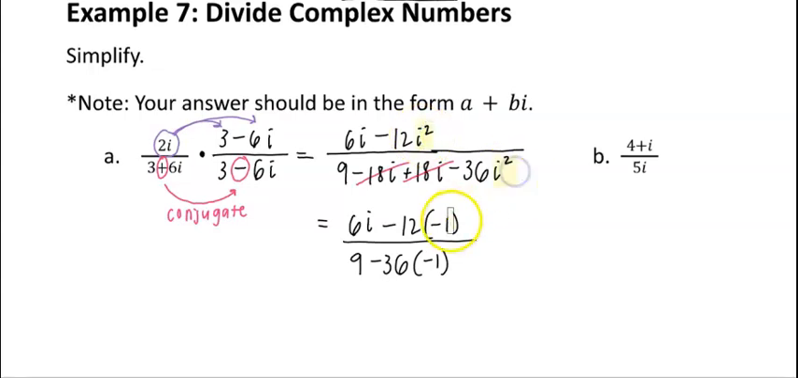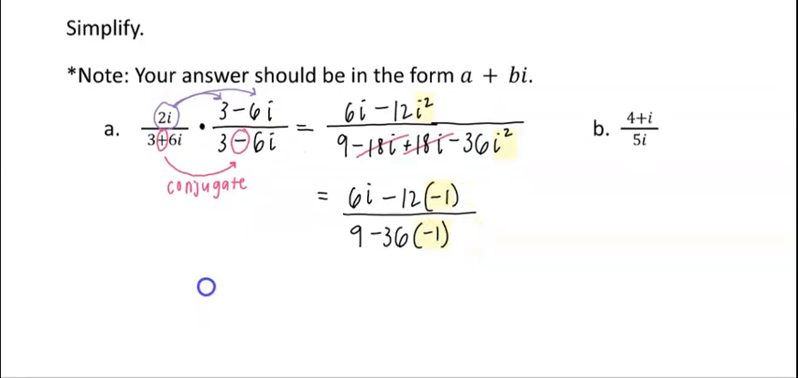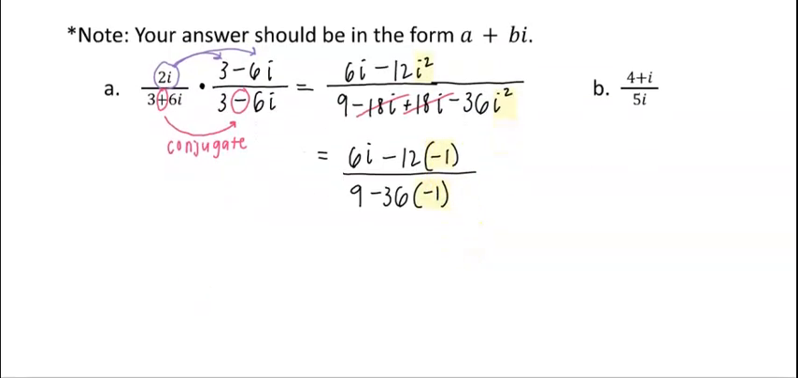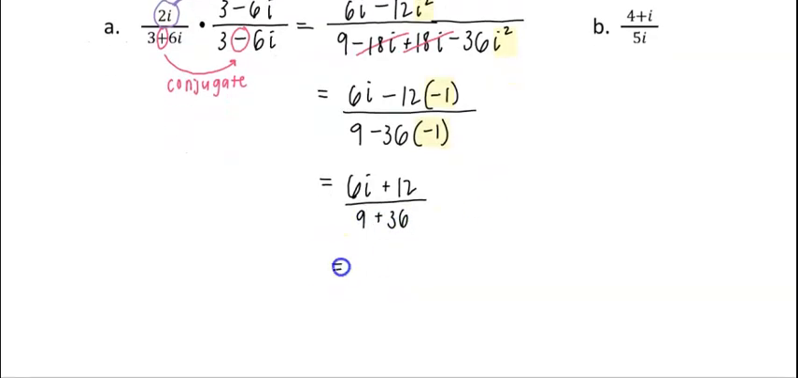So on both the top and the bottom, the numerator and the denominator, I'm subbing out I squared for negative 1. I squared is equal to negative 1, so you should always replace I squared with negative 1. Now to simplify, we have 6I plus 12, because a negative times a negative makes a positive. And on the bottom, we have 9 plus 36. Combined together, 9 plus 36 makes 45.